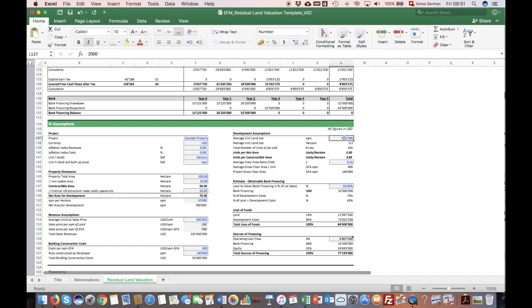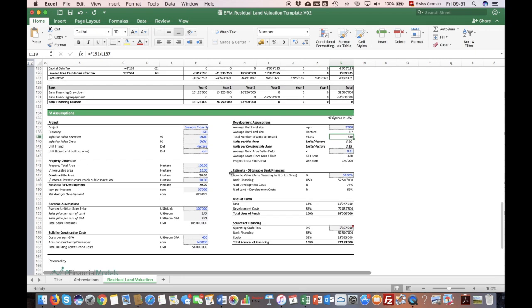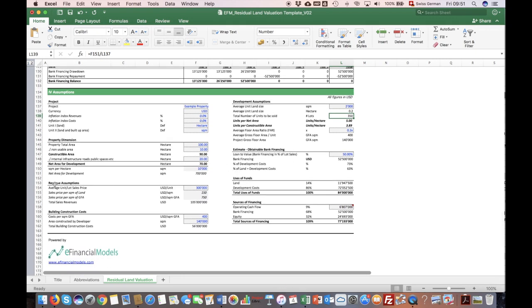I know an average unit is a low-rise residential building, 2,000 square meters of land. So I can figure out the number of units or residential villas a developer can develop and sell on this piece of land. Then the next item is to look at, once developed, how much revenue he can obtain. This is simply done by multiplying the number of units times the average selling price per unit.